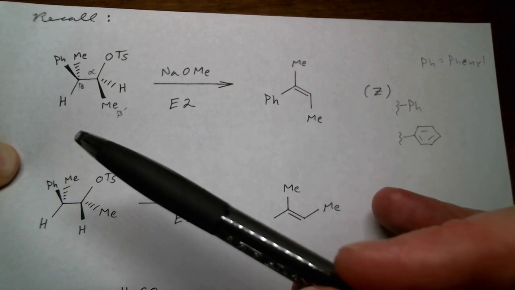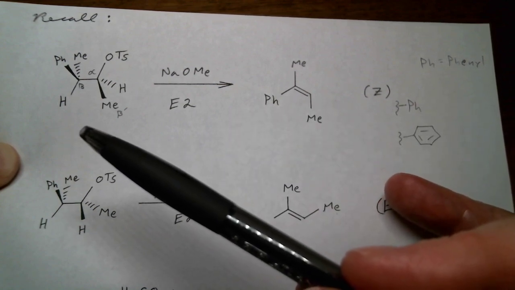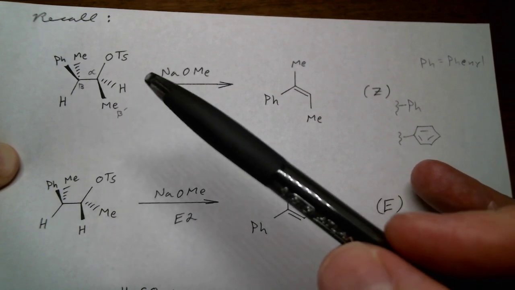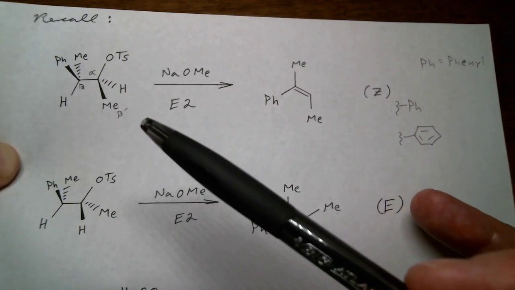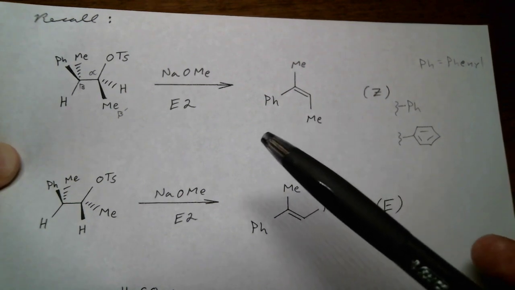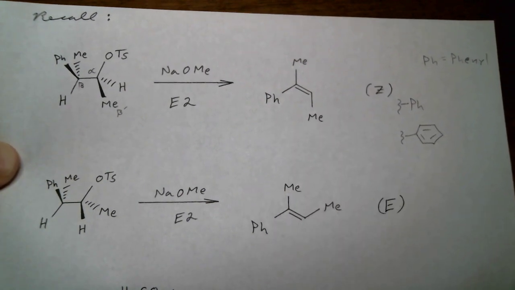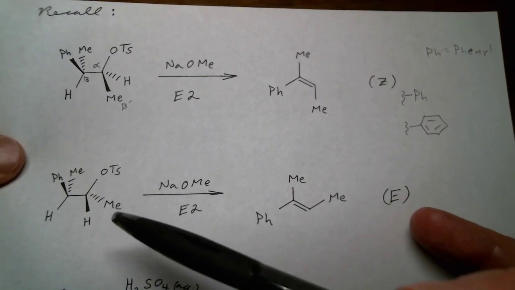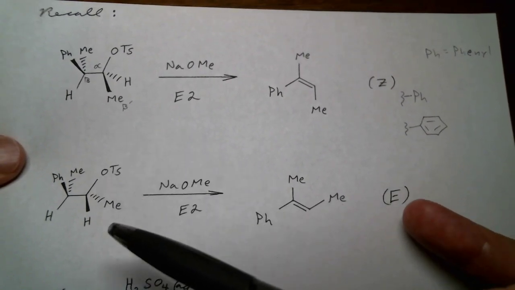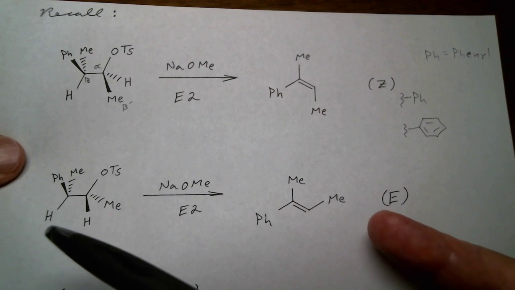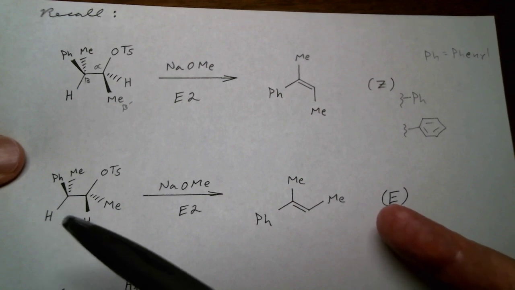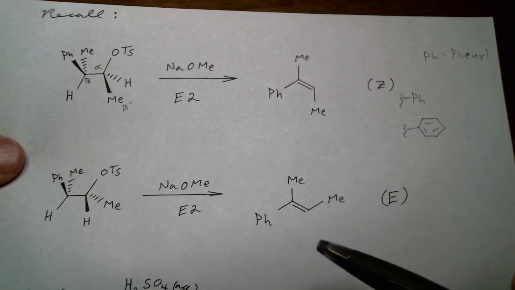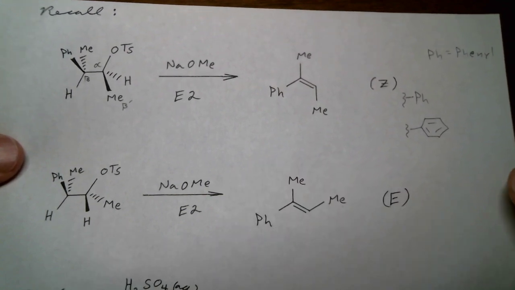And if we follow our geometry for the E2 reaction mechanism, where the hydrogen on the beta carbon is antiperiplanar to the tosylate leaving group, we get this Z alkene. This is a different isomer, and again we're plucking the tertiary beta carbon hydrogen off, and in this case we're producing an E alkene.